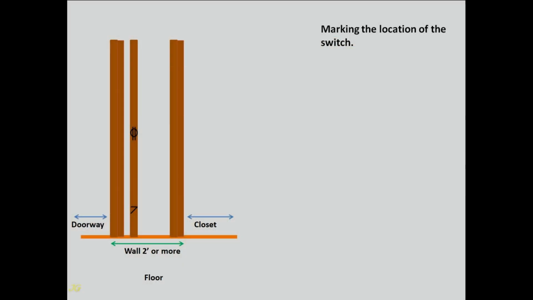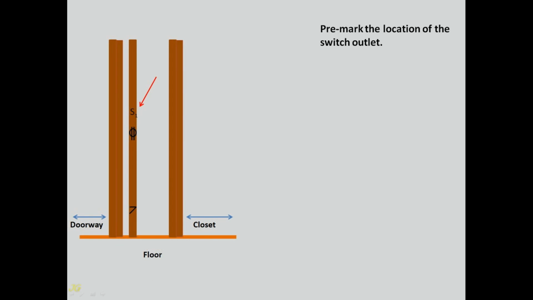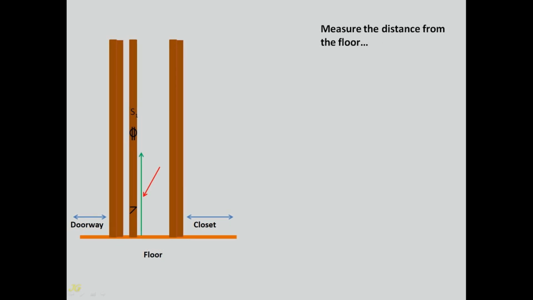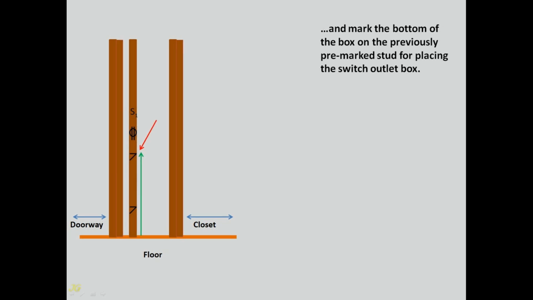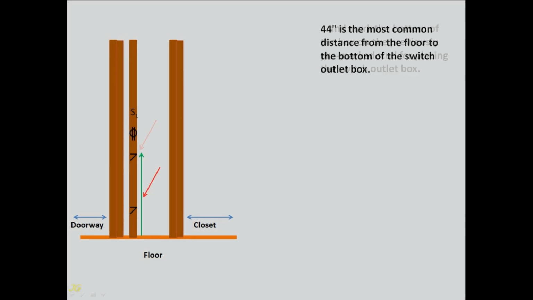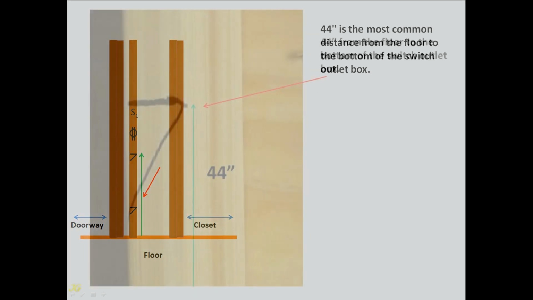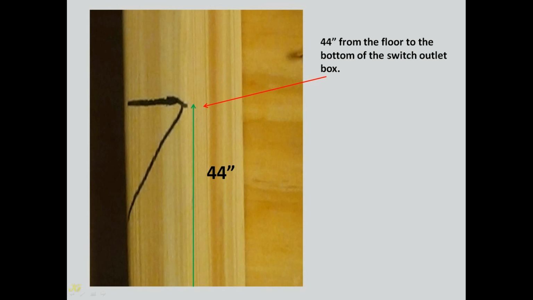Marking the location of the switch. Pre-mark the location of the switch outlet. Measure the distance from the floor and mark the bottom of the box on the previously pre-marked stud for placing the switch outlet box. 44 inches is the most common distance from the floor to the bottom of the switch outlet box. 44 inches from the floor to the bottom of the switch outlet box.